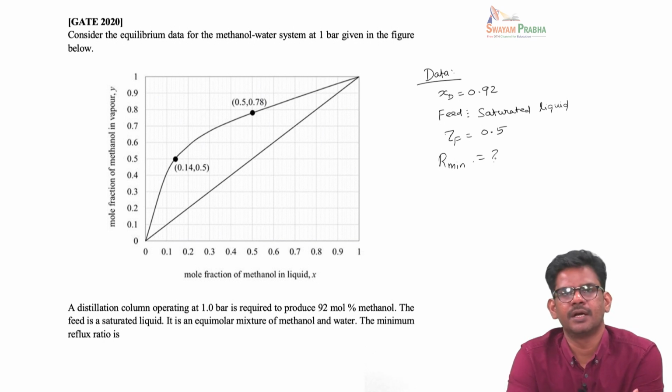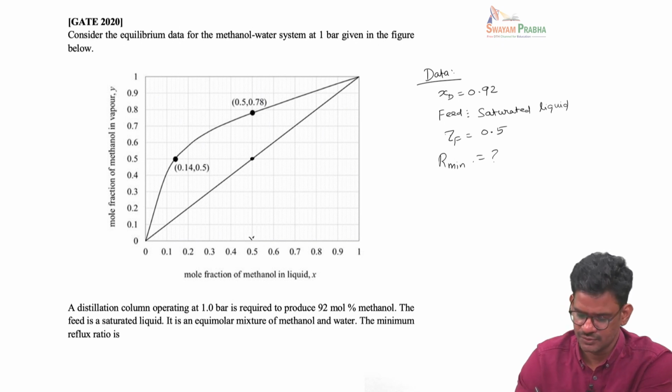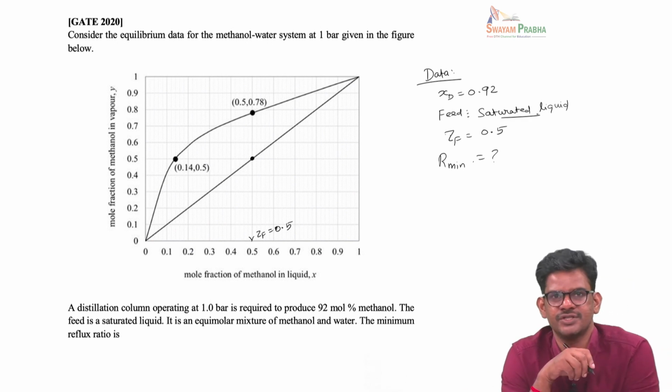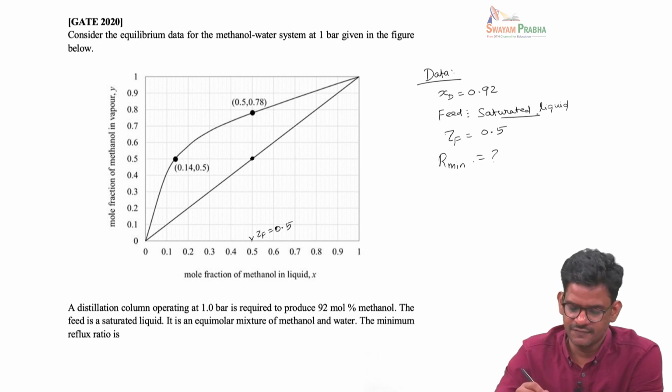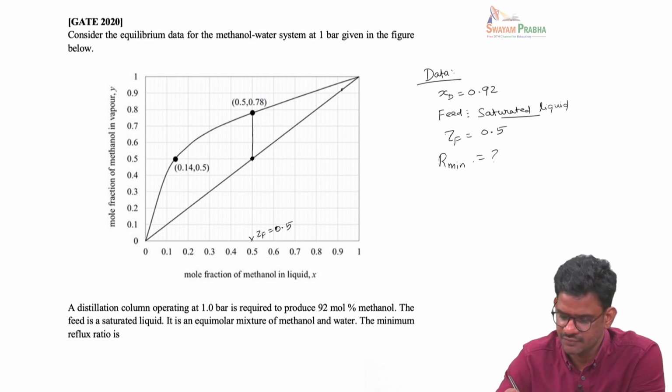And what we need to do first is to find out the Q line, and the Q line will intersect the 45-degree line at ZF. So that is here. So this corresponds to ZF of 0.5, and then it is said to be a saturated liquid. For saturated liquid, the Q line is a vertical line. So, this is the Q line here, okay, and XD is 0.92. So, 0.92 can be marked somewhere here. This is 0.92.